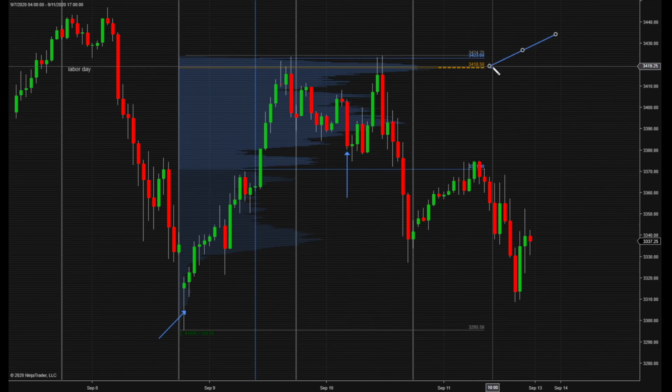I'll draw this line out for you guys, make it an orange so it matches, and then I'll just put in a text saying POC so you guys know it's the same color so it matches the point of control.